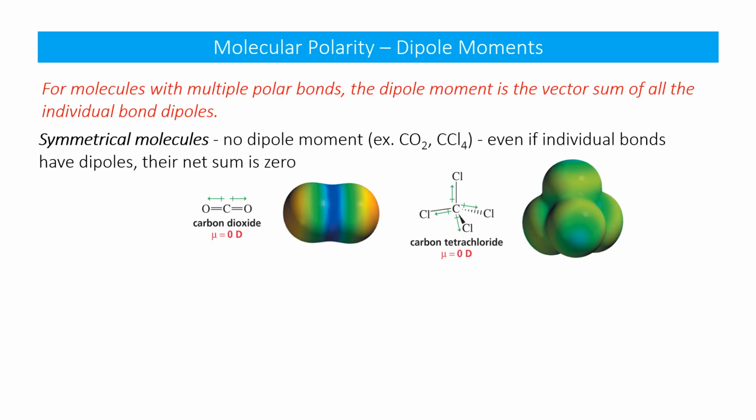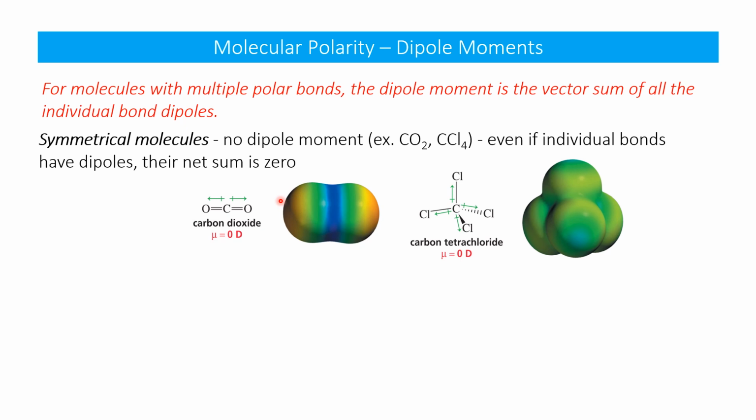We have to realize that for molecules with multiple polar bonds, the dipole moment is the vector sum of all the individual bond dipoles. Note that symmetrical molecules, such as carbon dioxide, have no dipole moment, because even though the carbon double bond O is quite polar, there is another carbon double bond O in the opposite direction. So these two vectors are equal and opposite, so net zero.